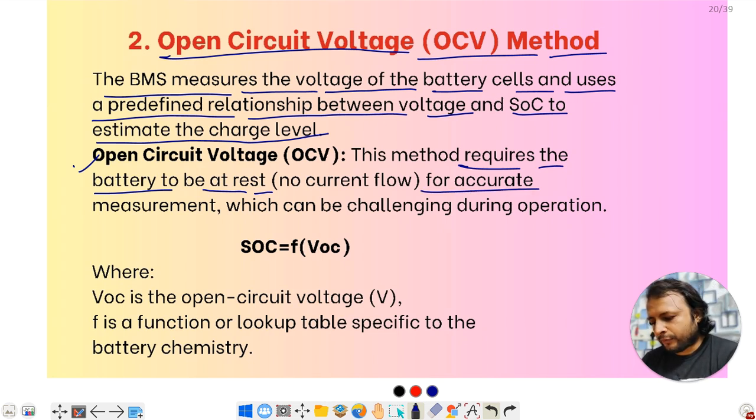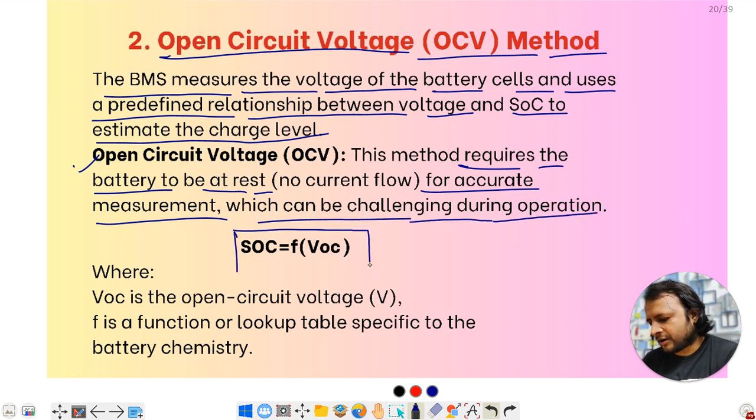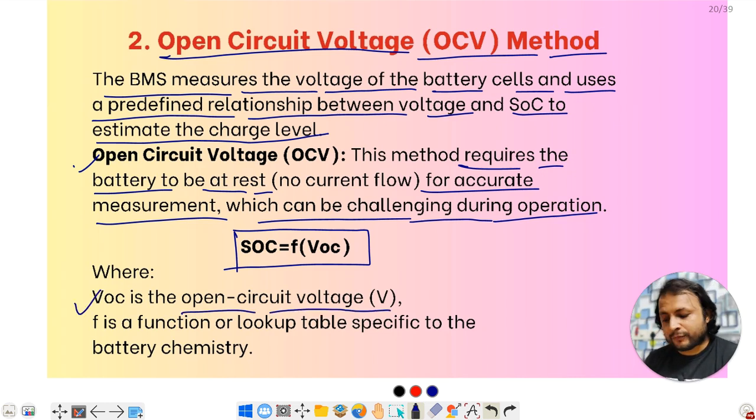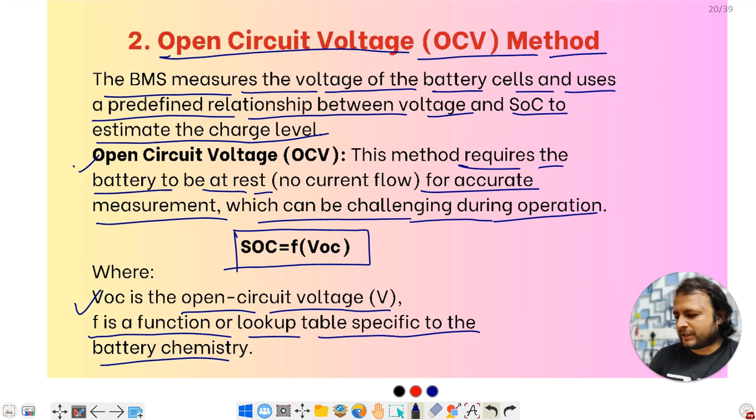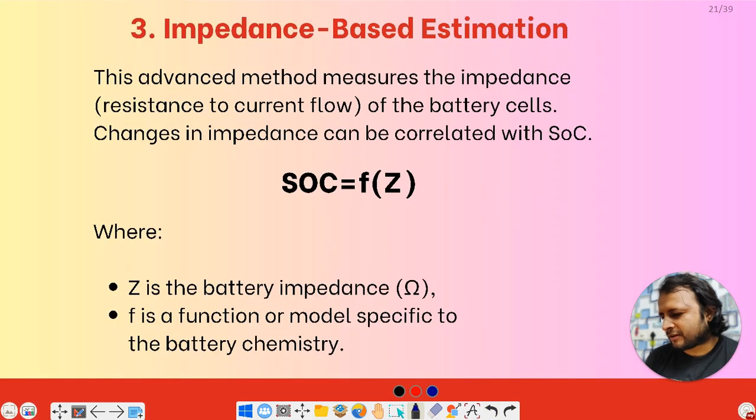No current flow for accurate measurement, which can be challenging during the operation. See, SOC is a function of our open-circuit voltage, right? SOC = f(VOC), where VOC is the open circuit voltage, and f is a function or lookup table specific to the battery chemistry. So with the help of this second method, we can also get the SOC of the battery.